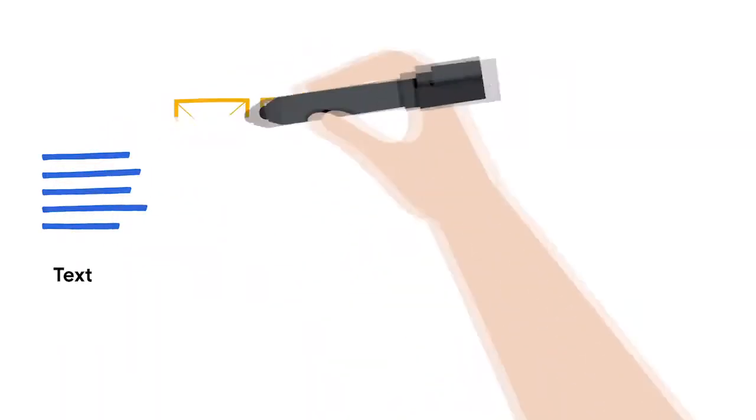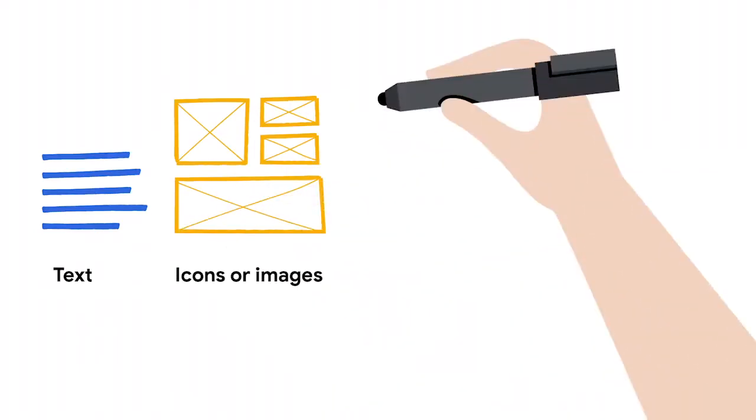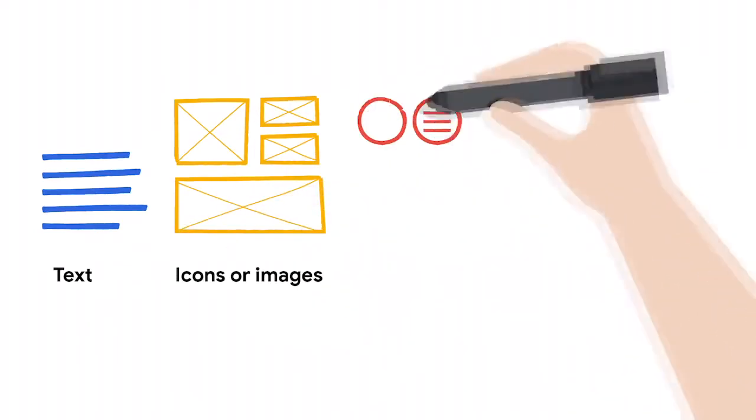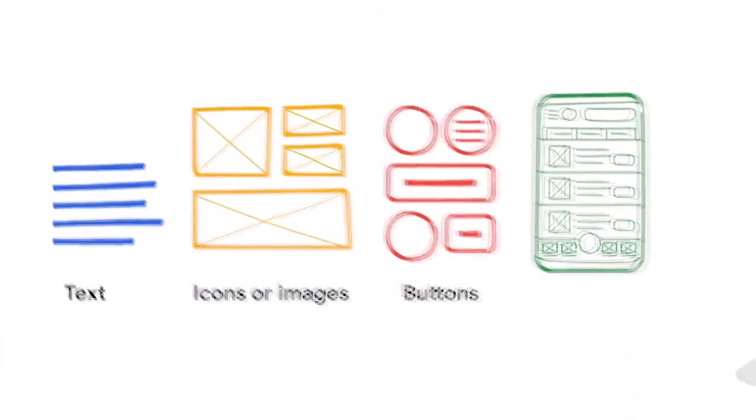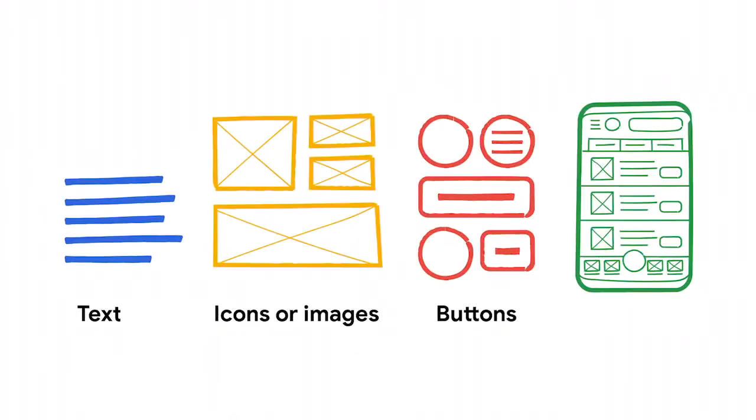It's a good idea to consider implementing industry standards for creating paper wireframes, like representing text with horizontal lines, icons or images as squares with an X overlapping the square, and calls to action like buttons as rectangles or circles. Doing this makes it easier for other designers in the project to understand the purpose of each element in the wireframe.